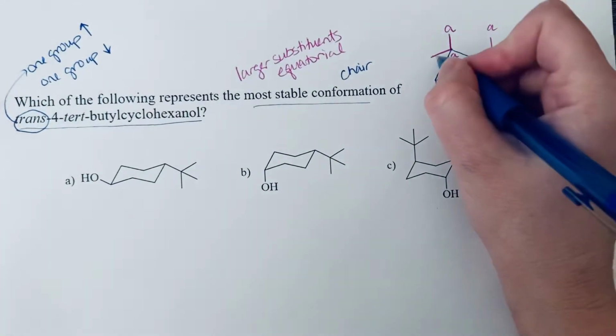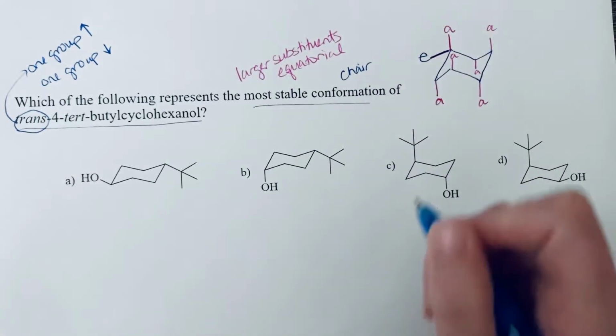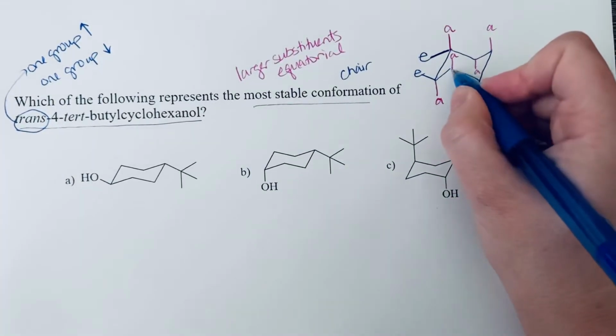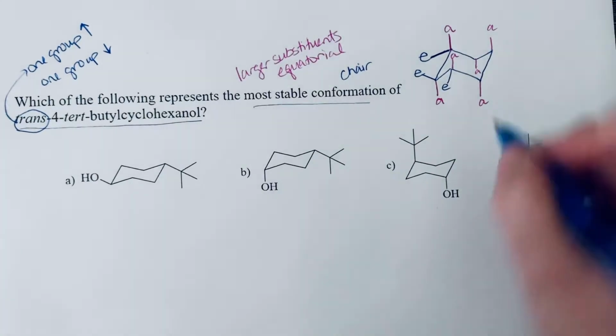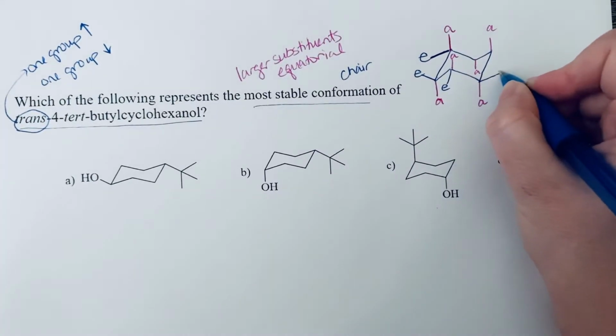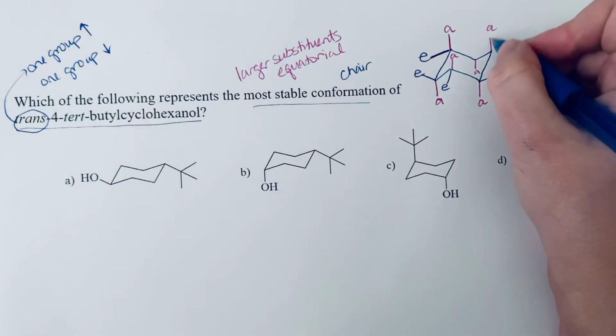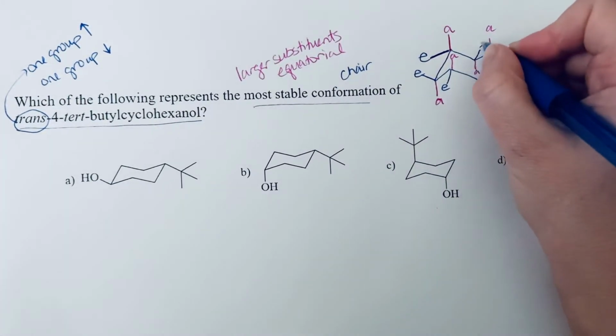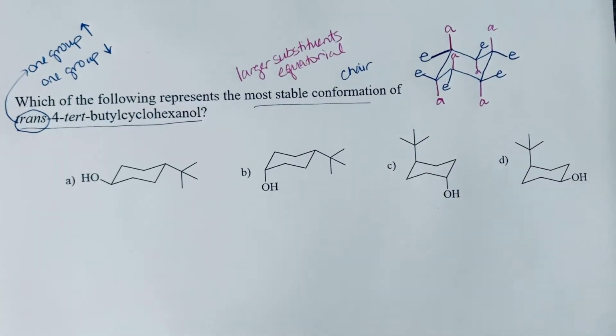Let me switch colors for equatorial. So there we go. Axial down, so equatorial is up. Axial is up, so the equatorial is down. This axial is down, so the equatorial is up. Axial up, so equatorial down, and finally axial down, equatorial up. Okay, so now we've got this whole framework.